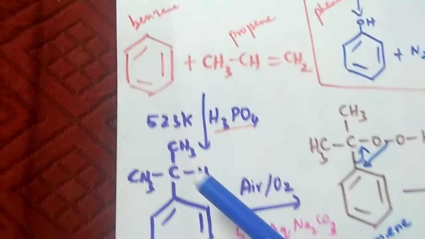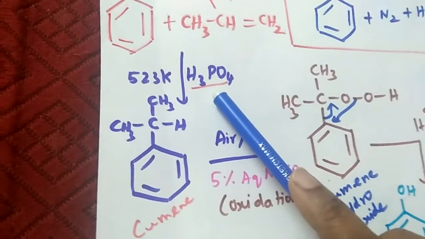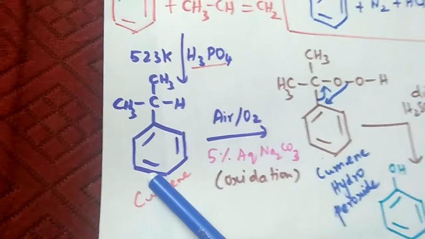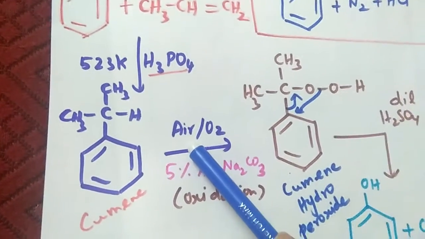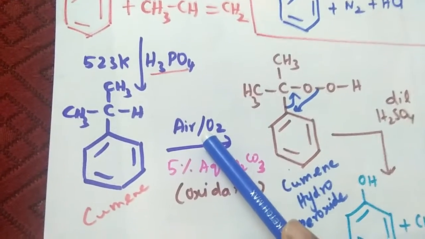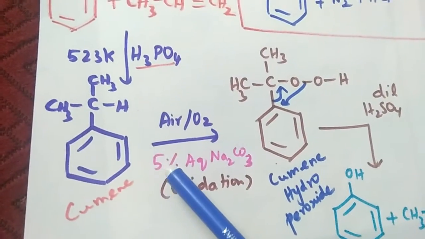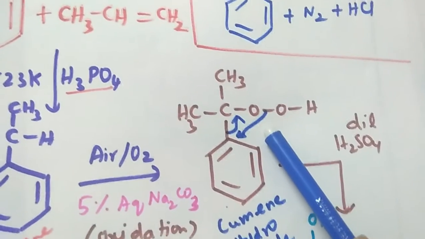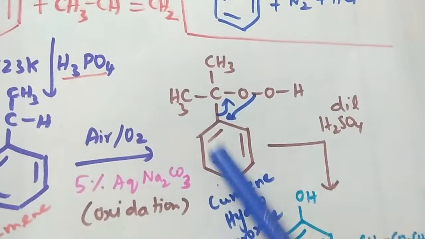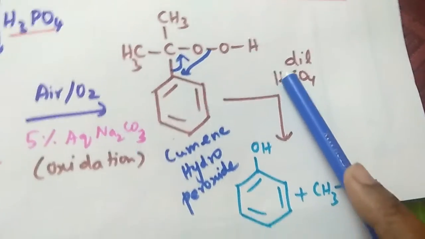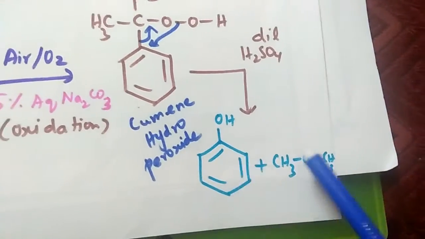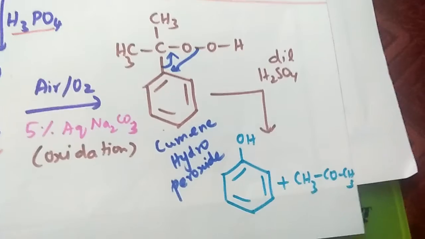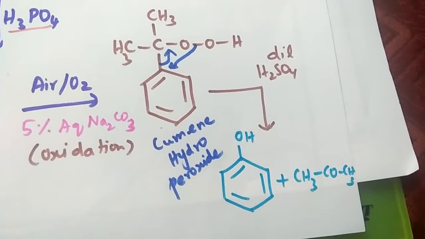Benzene treated with propene at 523 Kelvin in the presence of orthophosphoric acid forms cumene. I explained how cumene is formed. When it is aerated, that is exposed to excess air in the presence of 5% aqueous sodium carbonate solution, cumene hydroperoxide is formed initially. It undergoes molecular rearrangement in the presence of dilute sulfuric acid to form phenol, and acetone is formed as the byproduct. Hope you have understood the video concept well.